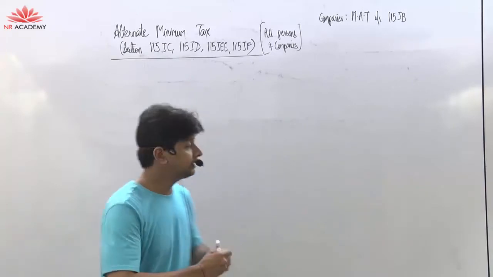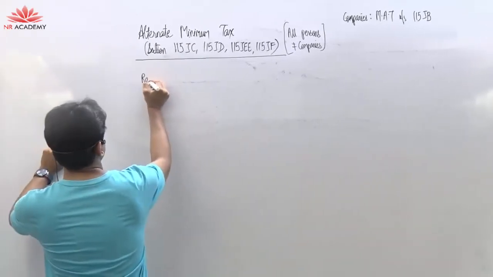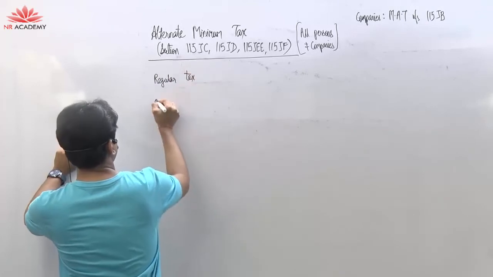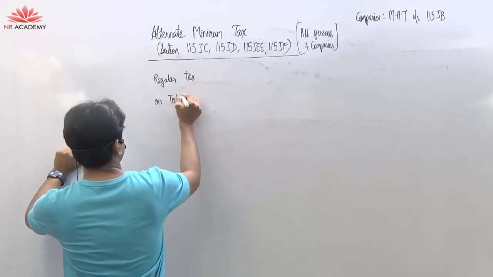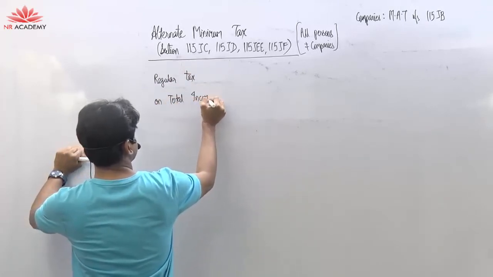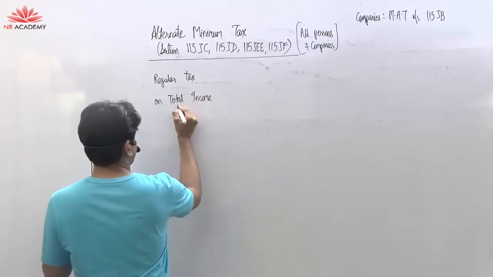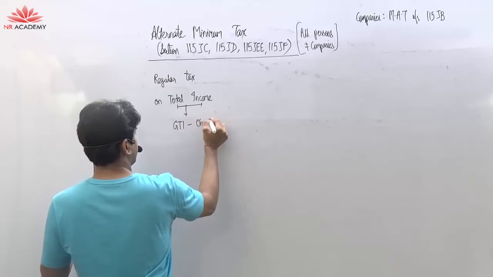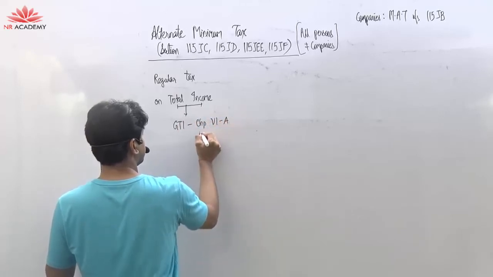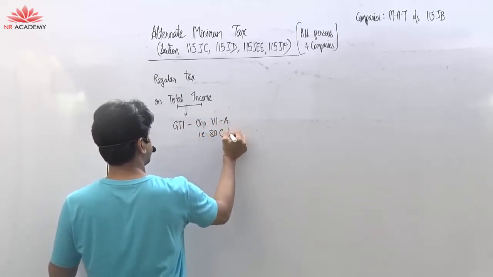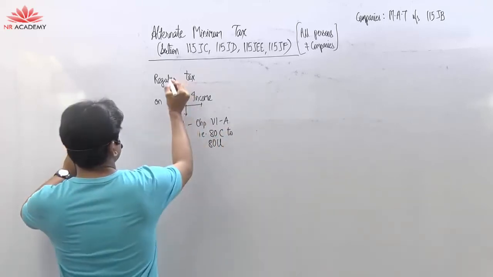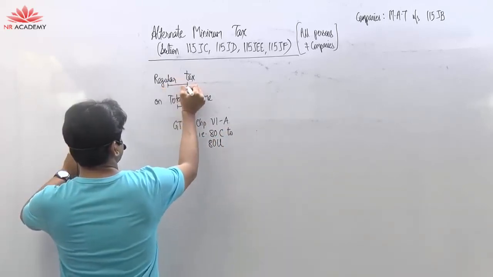It said that you calculate your regular tax payable on total income. What is the meaning of this total income? Gross total income minus your Chapter VI-A deduction. Chapter VI-A deduction means all your deductions from 80C to 80U. On this you calculate your regular tax.